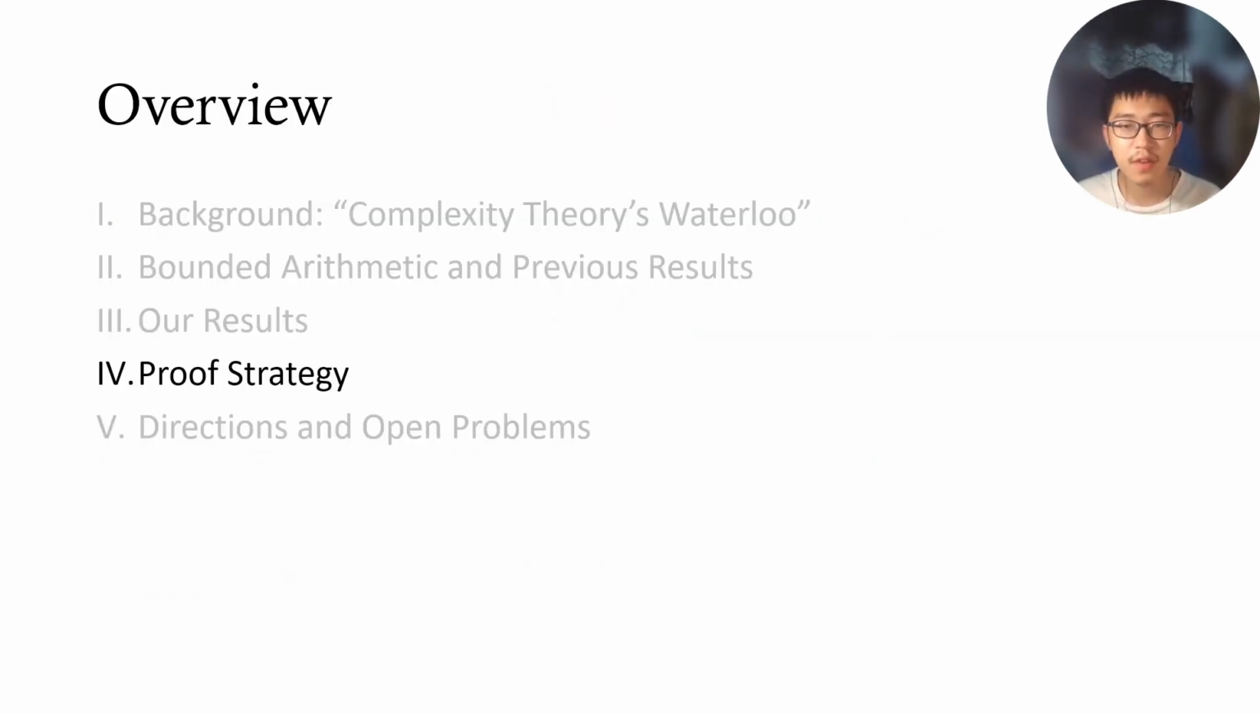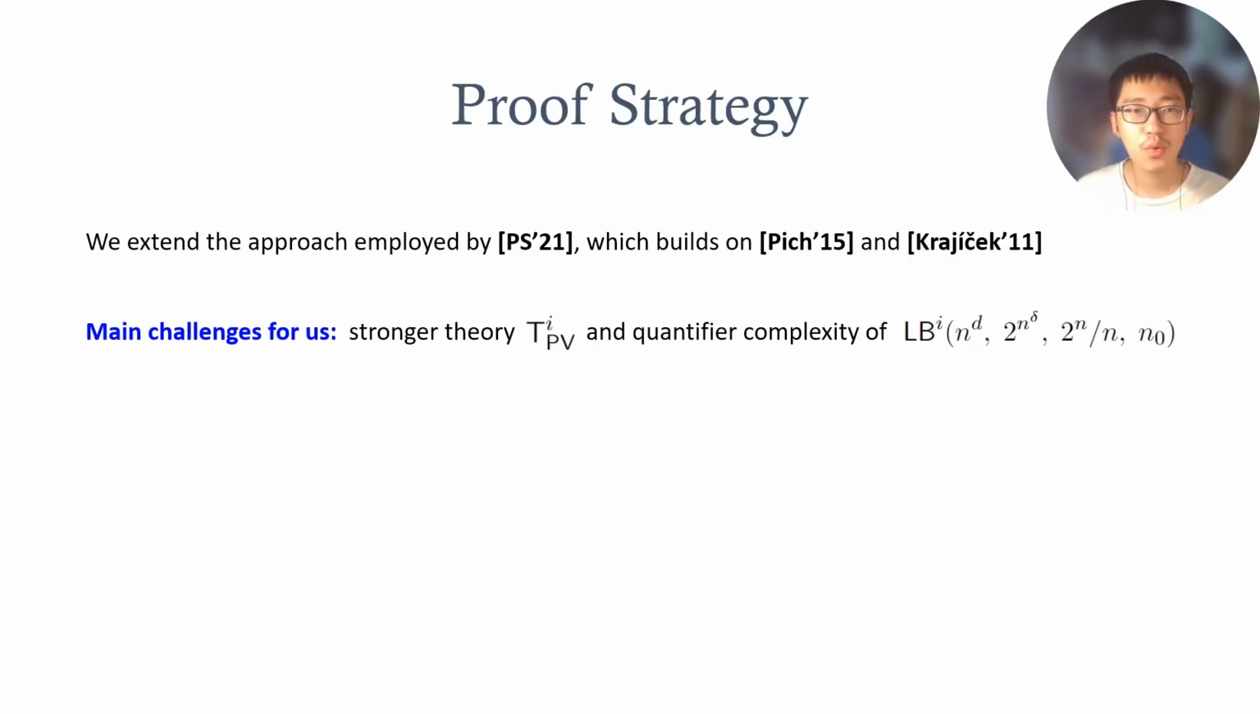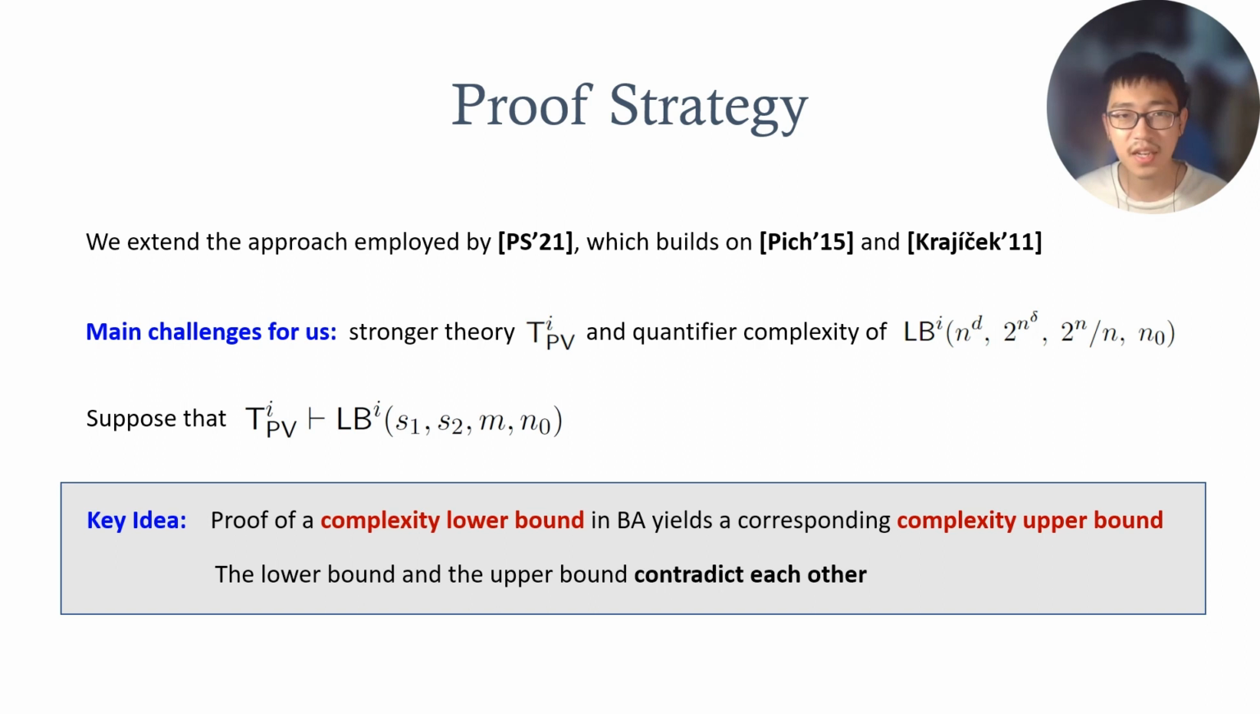Now let's give a very brief introduction to our proof technique. We extend the approach employed by Pich and Santhanam, which builds on earlier work of Pich and Krajíček. The main challenge for us is to obtain unprovability from the stronger theory T^i_2 PV and also consider larger quantifier complexity of the lower bound formalization. So let's suppose towards a contradiction that T^i_2 PV can prove the lower bound sentence and see what's going on.